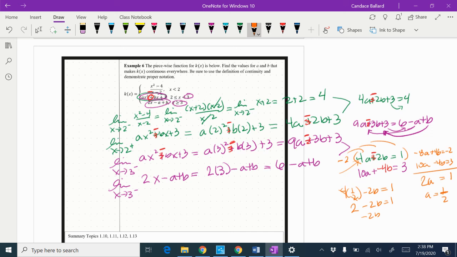We move the 2 to the other side by subtracting. So 1 minus 2 is negative 2. I'm going to divide. 1 minus 2 is not negative 2. It would be negative 1. I'm going to divide by negative 2. So B is going to be equal to 1/2. And that concludes our lesson for the day.